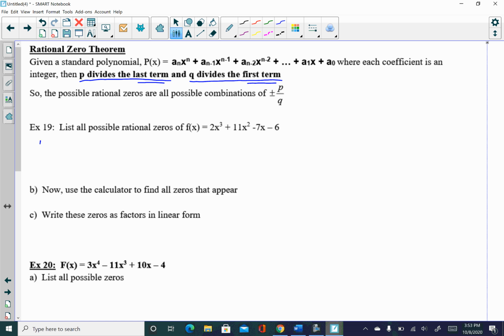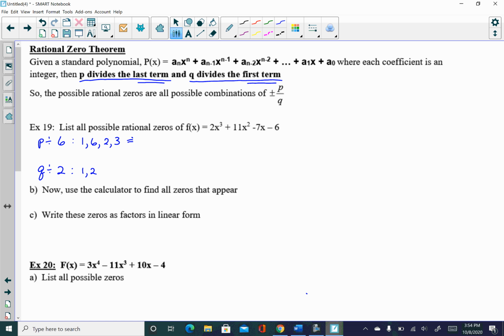So the first thing we need to talk about is, okay, well, p divides the last term. The last term here is 6. I don't need to worry about the fact that that's a negative 6, because everything's going to be plus or minus. So p divides 6, and q divides the first term, so q divides 2. Now, I want to list all of the ways that I can multiply to get 6. So think about it. You have 1 times 6 and 2 times 3. Those are the only ways that you can multiply to get 6, okay? And the only way to multiply to give you 2 is 1 times 2.